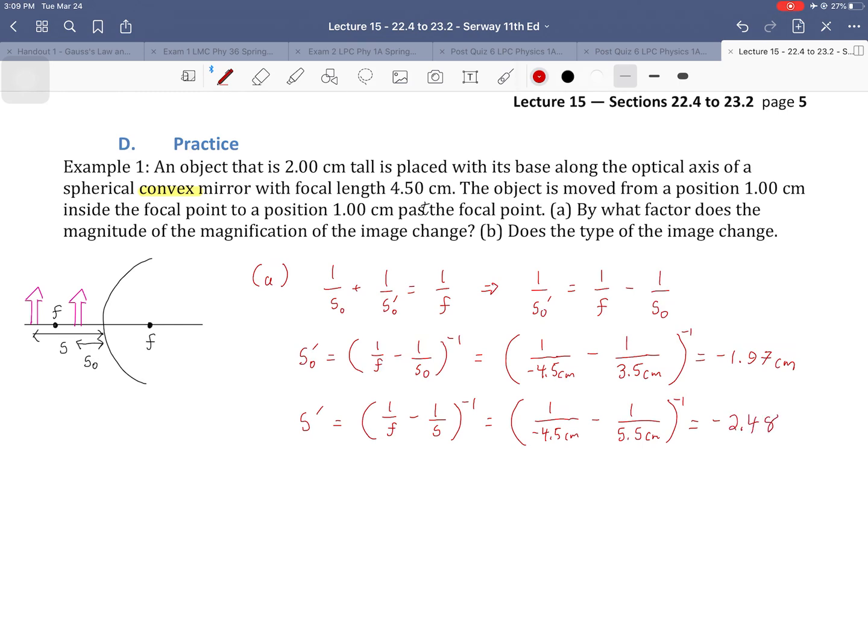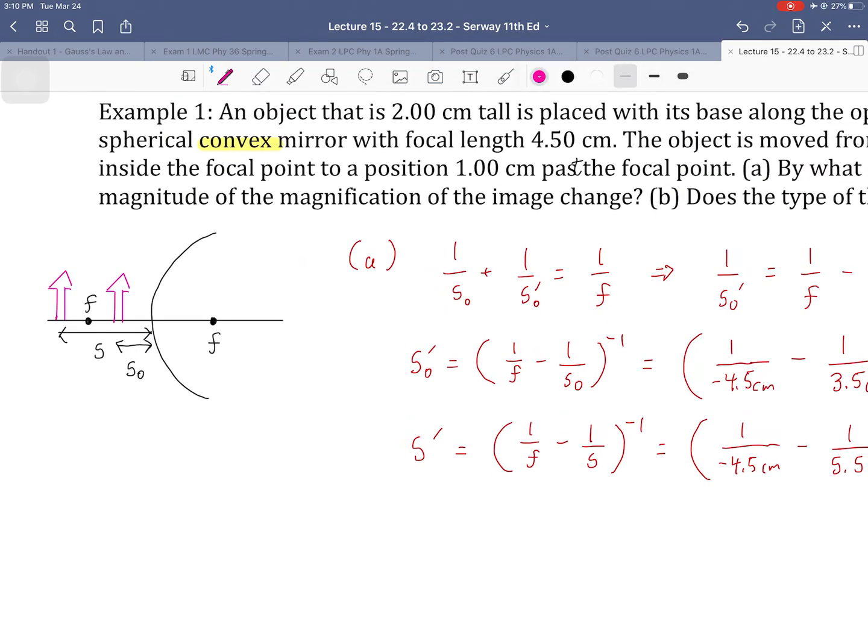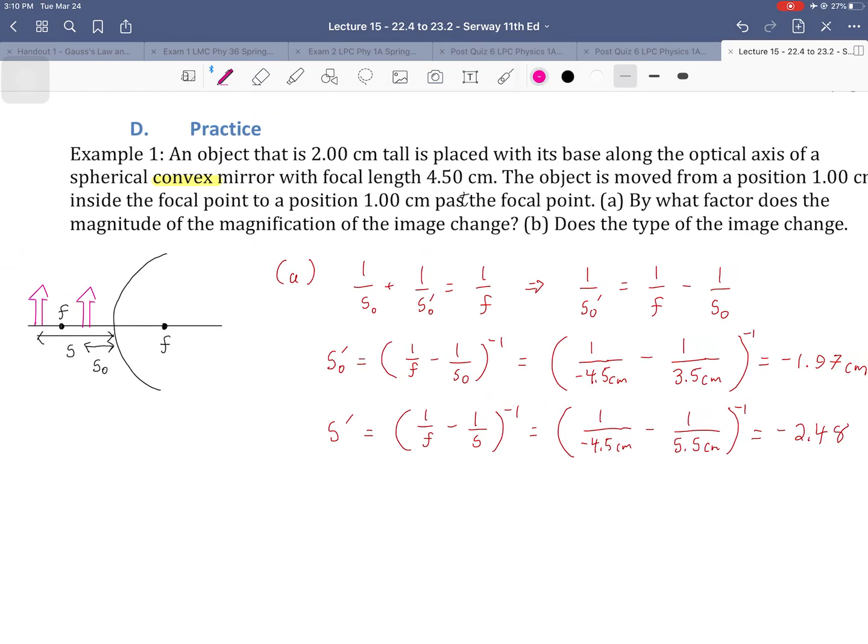So in both cases, I ended up with a negative image distance. Both times they're negative, which means both times they're inside the mirror. And so if I was to draw them, they'd look a little something like this. All right, so for the first case, that one has a smaller S. So it would be an image somewhere over here. And then another one has a bigger S, but still smaller than F. So it'd be over here. Okay?